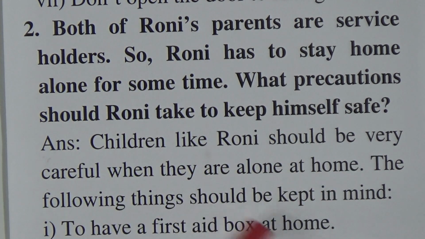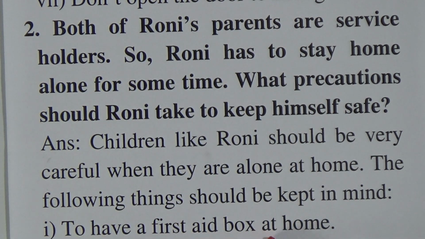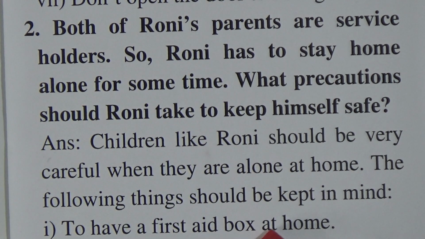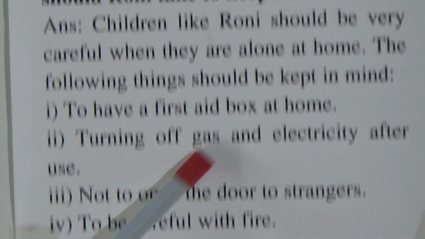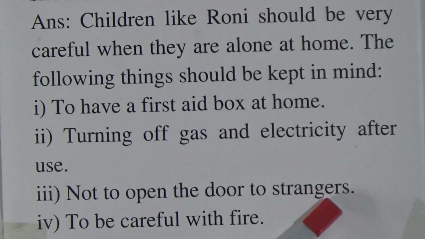Now look, children like Ronnie should be very careful when they are alone at home. The following things should be kept in mind, and what are they? Number 1, to have a first aid box at home, and this is the precaution we should follow, because if you need a primary treatment, we need this first aid box to give the treatment to the injured person. Number 2, turning off gas and electricity after use. Number 3, not to open the door to strangers. Number 4, to be careful with fire. And number 5, to tell parents immediately if there's any problem.